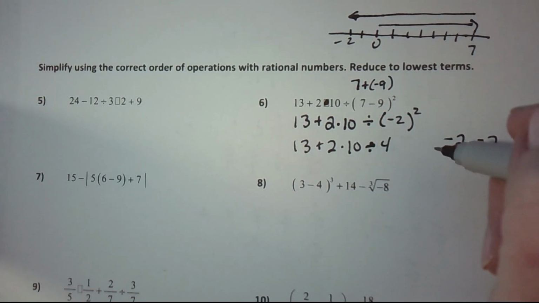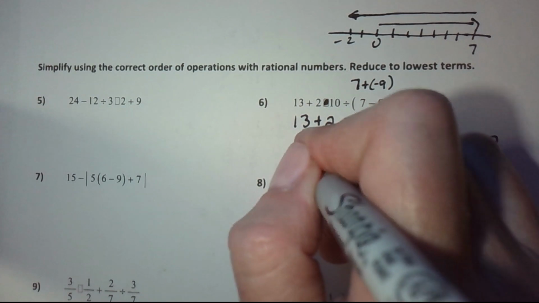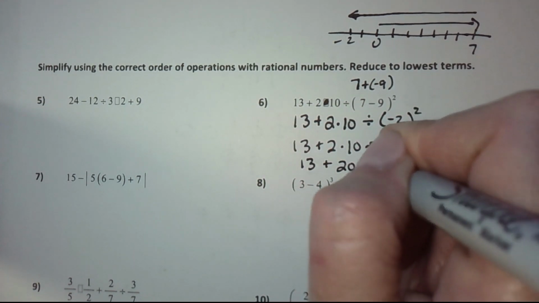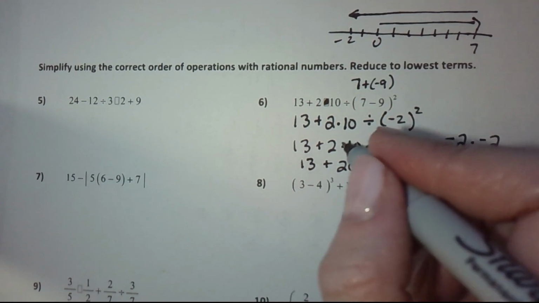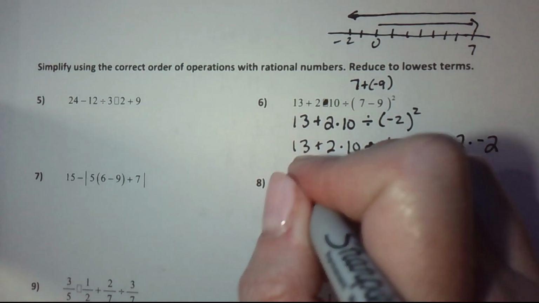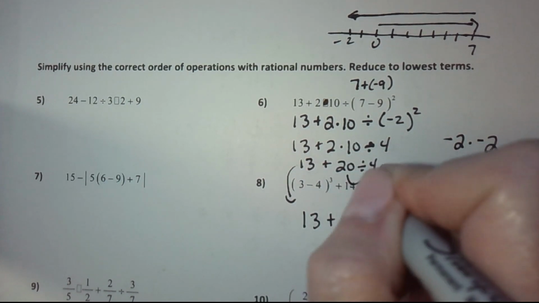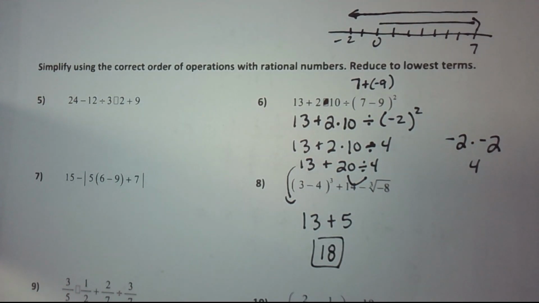And now let's just work that out. Okay. Multiplication and division is left to right. So it's 13 plus 20 divided by 4. Okay, and that's going to be, I'm just going to jump down here. That's going to be 13 plus 20 divided by 4 is 5. That's 18.